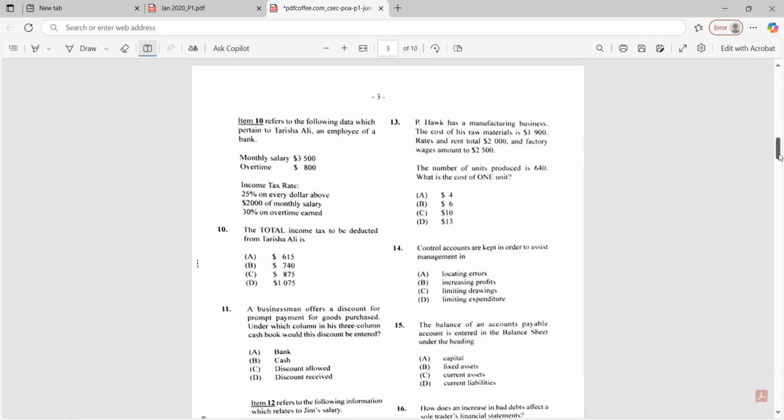Item 10 refers to the following data, which pertain to Tarisha Ali, an employee of a bank. The monthly salary is $3,500, the overtime is $800, and the income tax rate is 25% on every dollar above $2,000 of monthly salary, and 30% on overtime earned. The total income tax to be deducted from Tarisha Ali is, so we're going to find 25% of the excess of $2,000 of her monthly salary. So 25% of 3,500 minus $2,000. That is basically what we're finding. So let us put that in our calculators.